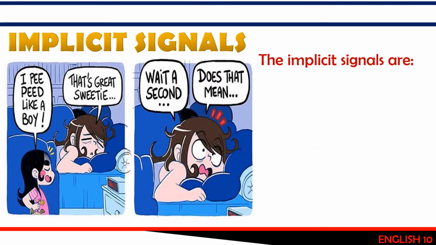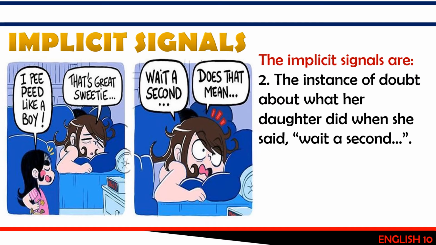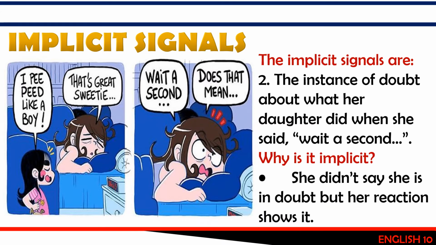Another implicit signal is the instance of doubt about what her daughter did when she said, "Wait a second." Why is it implicit? It is because, again, the mother did not utter it, but it's her reaction that shows that she was in doubt.